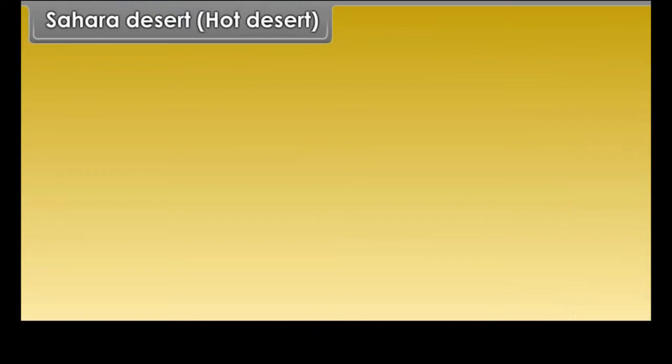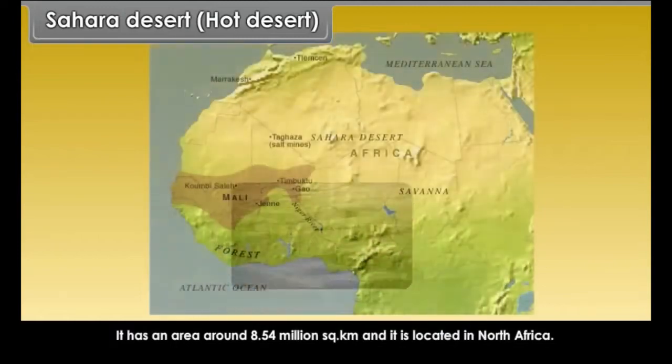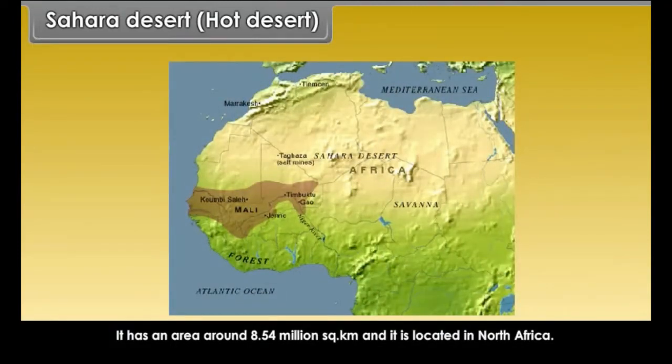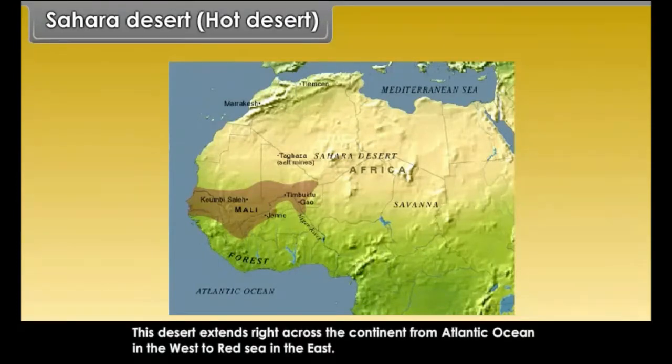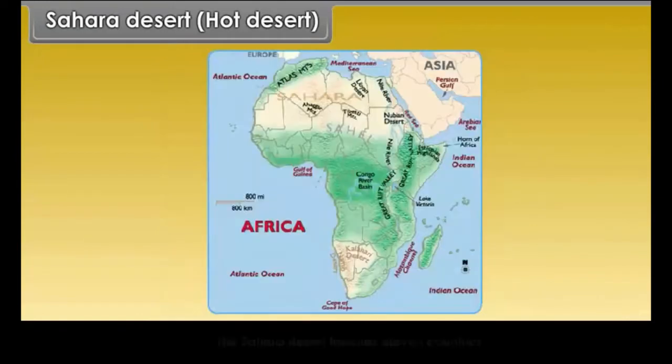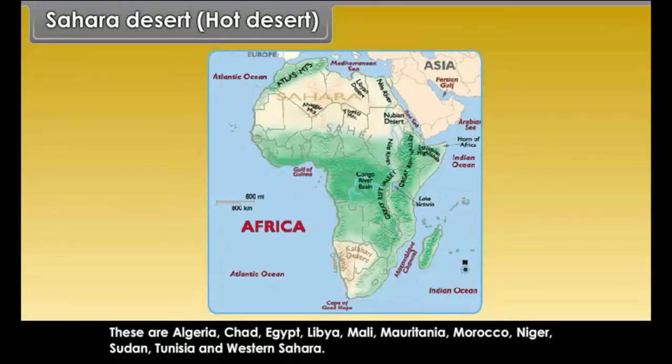Sahara Desert, hot desert. Sahara is the largest desert of the world. It has an area of around 8.54 million square kilometers and is located in North Africa. This desert extends right across the continent from the Atlantic Ocean in the west to the Red Sea in the east. The Sahara Desert touches 11 countries. These are Algeria, Chad, Egypt, Libya, Mali, Mauritania, Morocco, Niger, Sudan, Tunisia, and Western Sahara.